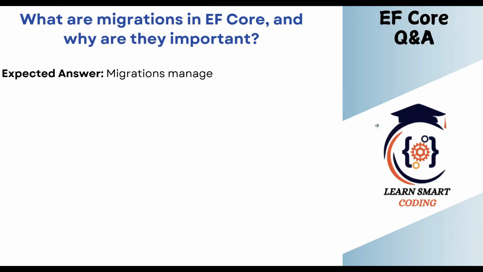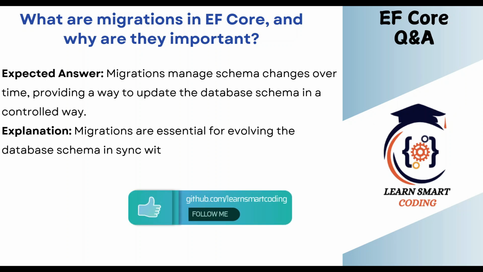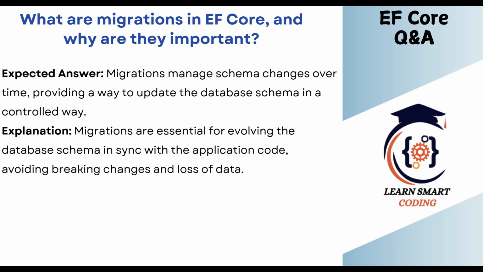Alright, so the next one is, what are migrations in EF Core and why are they important? See, migrations manage the schema changes. Schema changes means basically your database: today you design something, as your business grows, your database goes through change. Some tables might get new columns, some structures change, new tables come up. That's called schema changes. So basically, migration manages schema changes over time, providing a way to update the database schema in a controlled way. That is your expected answer.